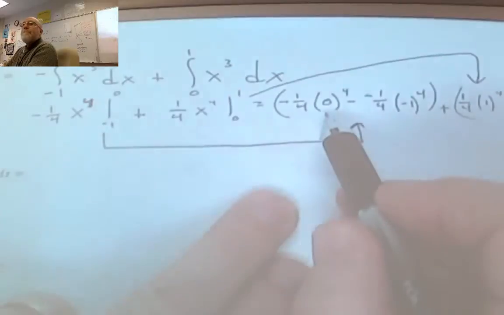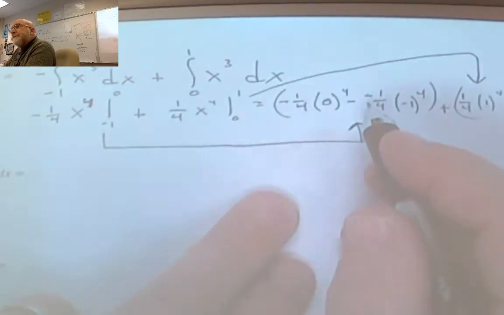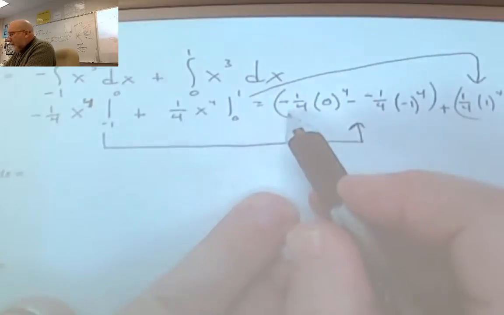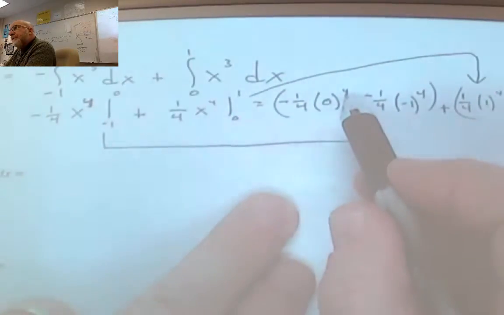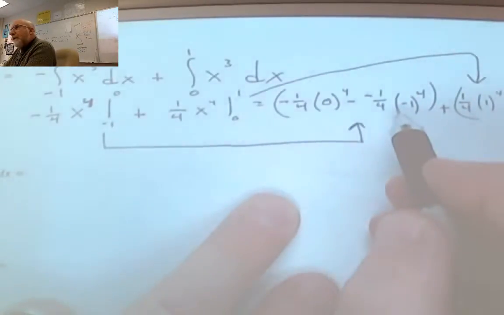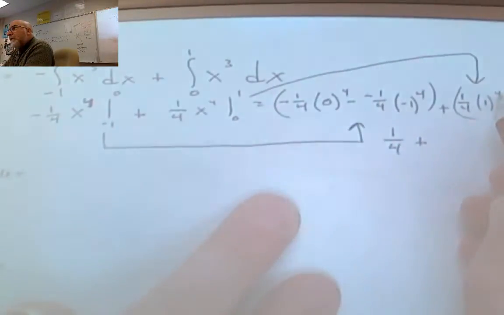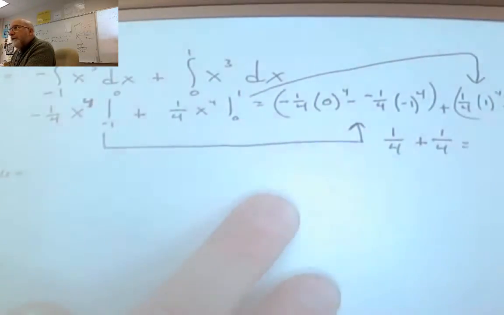Emma, a negative 1/4 times 0 to the 4th. What is that? Yeah, it's negative 1. What's 0 to the 4th? Oh, yeah, 0. What's a negative 1 to the 4th? Oh, a negative 1 to the 4th is 1. What's a negative 1/4 times 1? What is 0 minus a negative 1/4? 1/4. Perfect. Plus, what's 1 to the 4th power? 1. Times a 4th. What is 0 to the 4th? Times 1/4. 1/4 minus 0. What's 1/4 plus 1/4? 1/2.